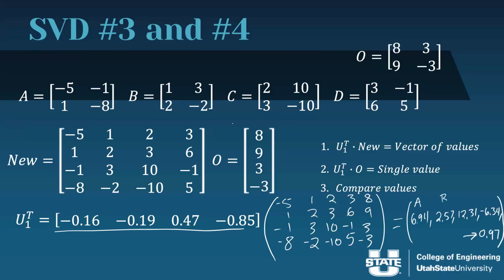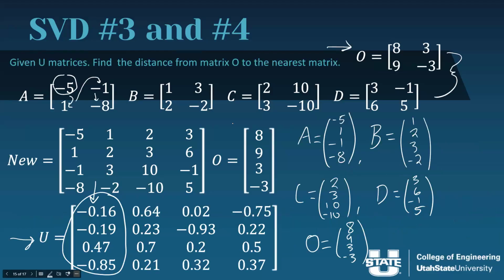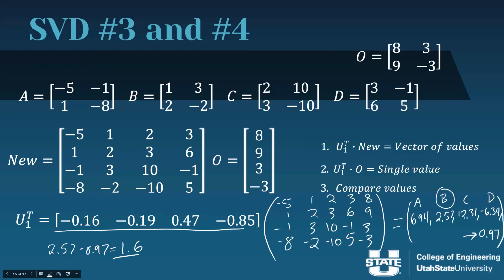This is A, B, C, D. So which of those matrices is closest? B. And how close is it? 1.6. We got that by taking that value of B and subtracting our value of O, so it is a distance of 1.6 units away. One transpose, how did we get it again? We were given our U matrix, and I just took the first column and transposed it.